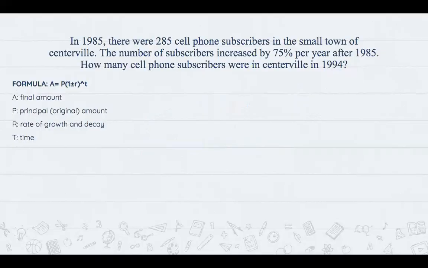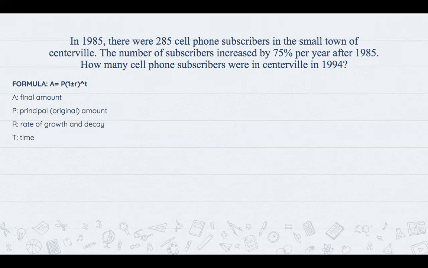This is our second problem. In 1985, there were 285 cell phone subscribers in the small town of Centralville. The number of subscribers increased by 75% per year after 1985. How many cell phone subscribers were in Centralville in 1994?